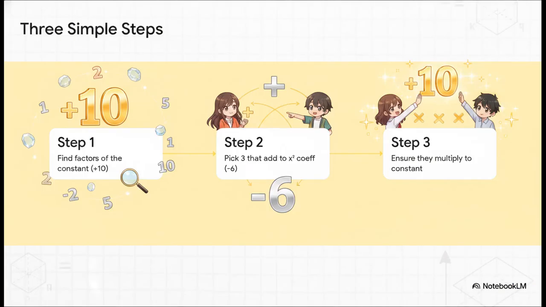All right, here is the exact methodical 3-step logic required to find those magic numbers. Step 1, find the factors of the constant, which in our case is +10. Step 2, pick exactly 3 of those factors that add up to the x-squared coefficient, which is -6. And step 3, ensure those same 3 factors multiply to give you the constant back, +10. That's the entire system. No algebra, just basic arithmetic. Let's actually walk through it together.